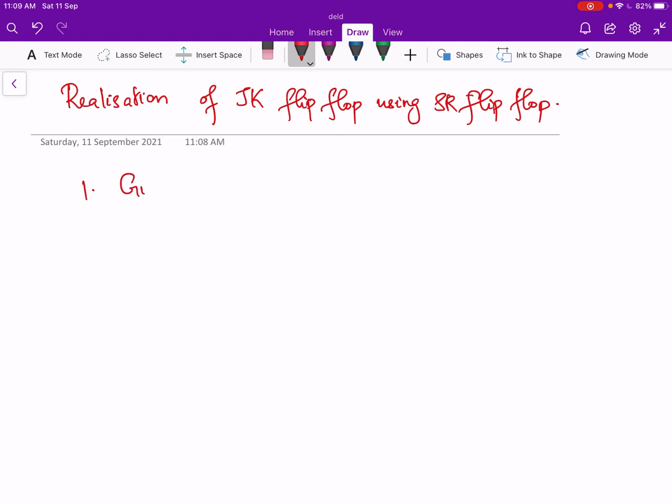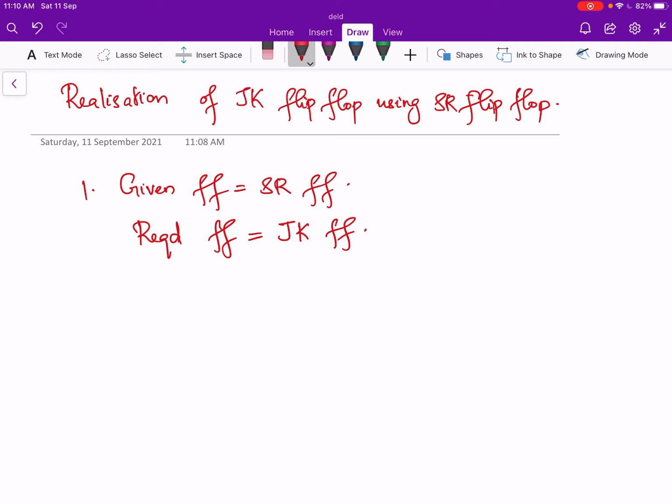So the given flip-flop is SR flip-flop, and the required flip-flop is, we have to realize JK flip-flop. So the required flip-flop is JK flip-flop. So that is the first step.